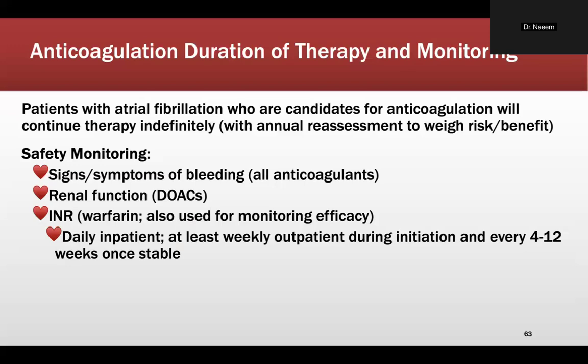And then in terms of safety, signs and symptoms of bleeding and renal function, we look out for that for DOAC specifically. INR for warfarin is also used for monitoring efficacy. So it's both for safety and efficacy. And then in the hospital, the INR is checked on a daily basis, at least weekly outpatient during initiation, and then every 4 to 12 weeks once stable.